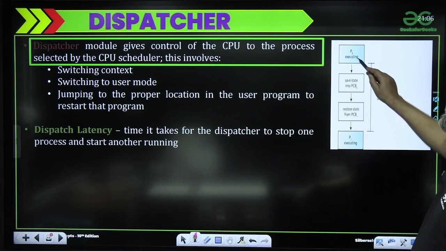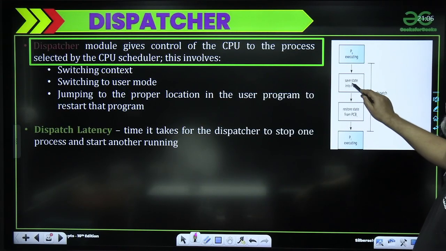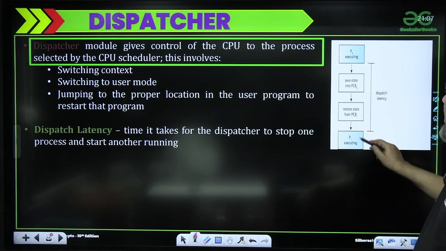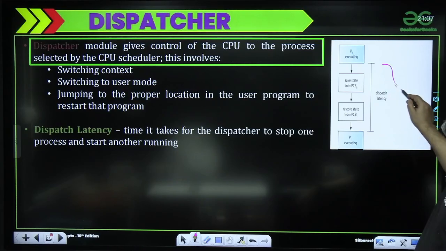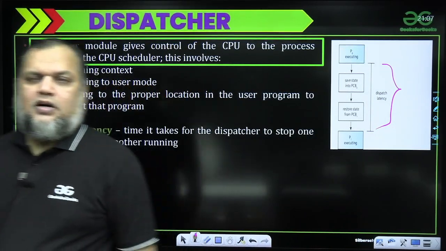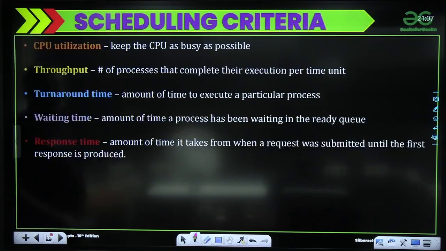Some process Pi is executing, it got preempted. We have saved the PCB of Pi, restored the PCB of another process Pj, and Pj starts executing. This whole duration of time spent by the dispatcher is called dispatch latency or context switching time. Okay, so that's the point.